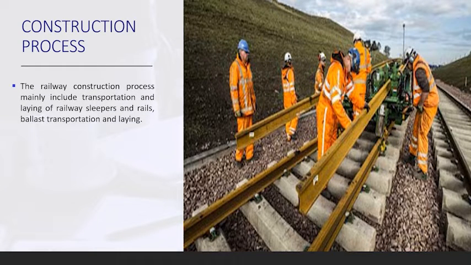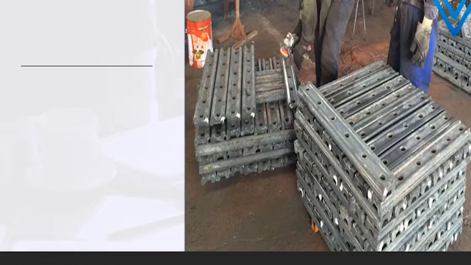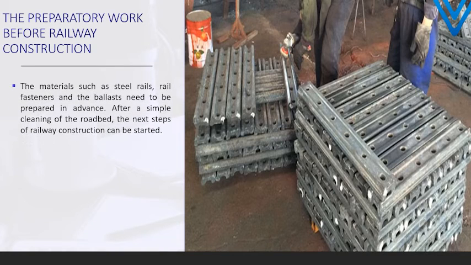The railway construction process mainly includes transportation and laying of railway sleepers and rails, ballast transportation, and laying. The preparatory work needs to be done before the railway construction. This is such as preparing the materials, and after simple cleaning of a roadbed, the next step of railway construction can be started.